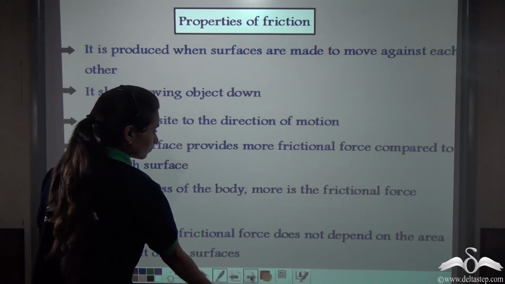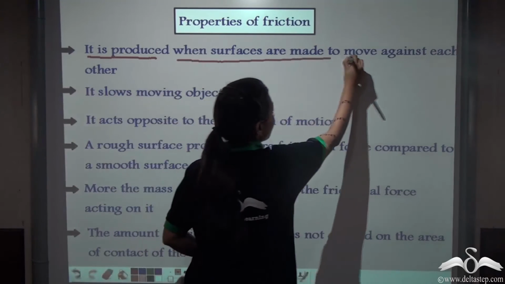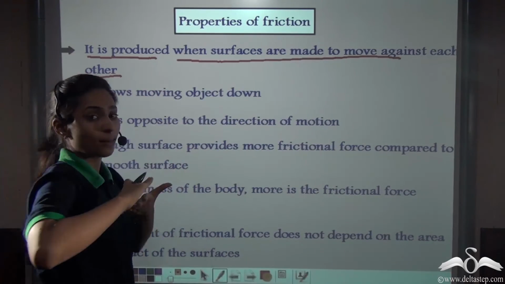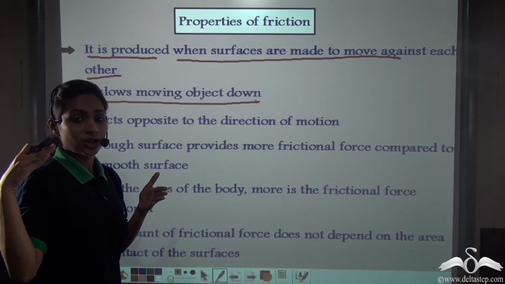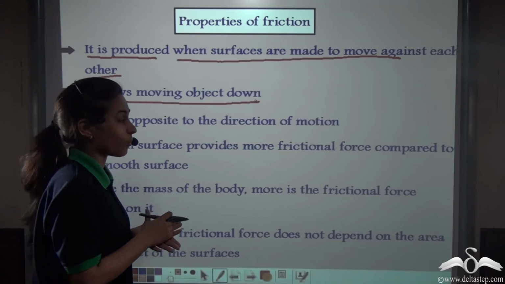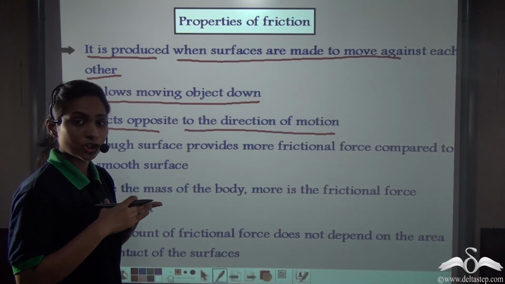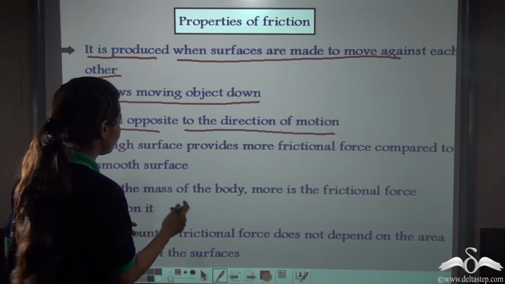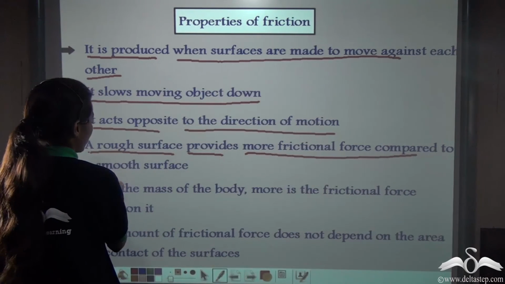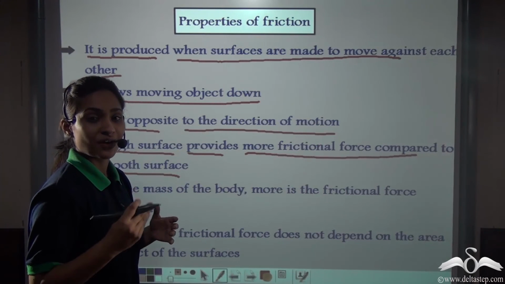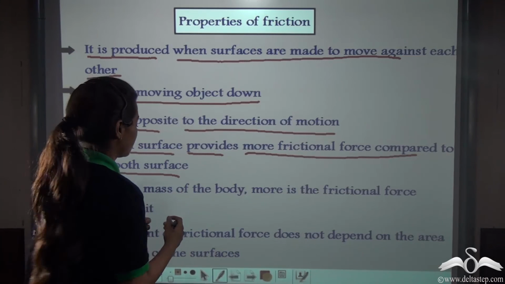So what did we learn? We learned that friction is produced when surfaces are made to move against each other, when they rub against each other. It slows moving objects down. Friction actually slows down objects and then the objects stop. It acts opposite to the direction of motion. Well, if you have to oppose any motion, you have to act opposite to it. A rough surface provides more frictional force as compared to a smooth surface. That is why we find it easy to drive on a smooth surface instead of a rough or pebbled surface.